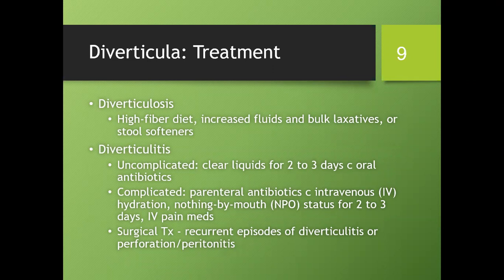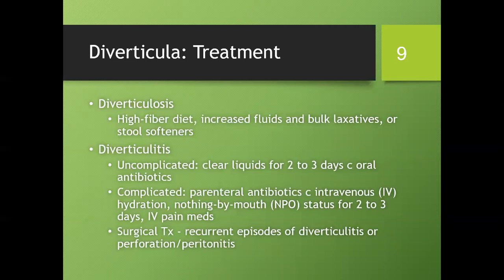If the diverticulitis is uncomplicated, okay, so we don't have a perforation, clear liquids for 2 to 3 days with oral antibiotics to get rid of the infection or inflammation inside the diverticula. If it's complicated, it's starting to perf, or it's actively bleeding a lot, we can give them parenteral antibiotics with IV hydration, put them on nothing by mouth status for 2 to 3 days, and give them pain meds.